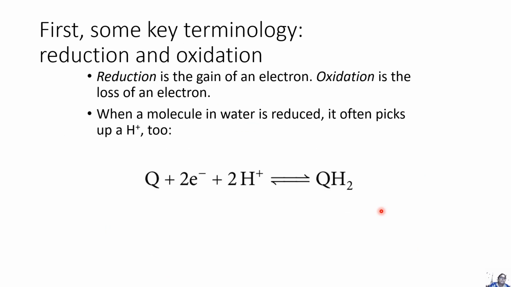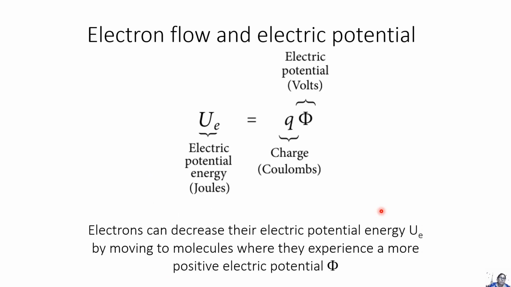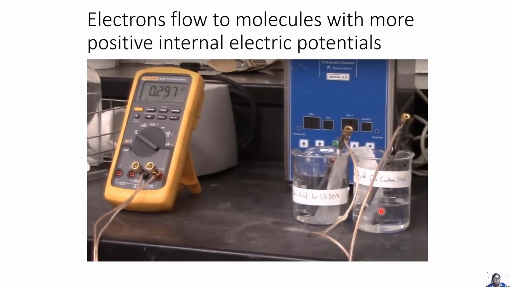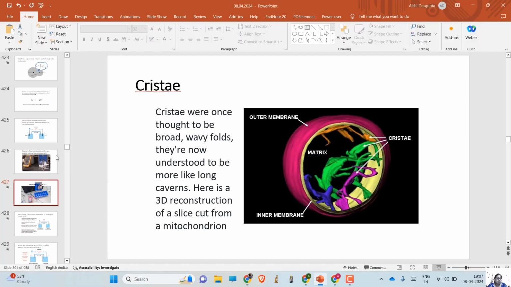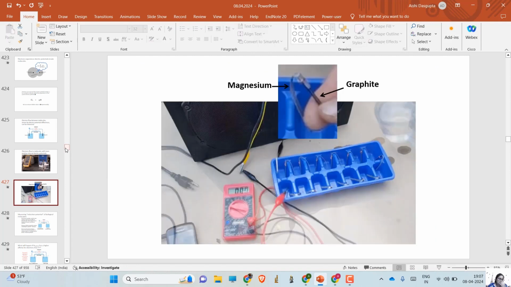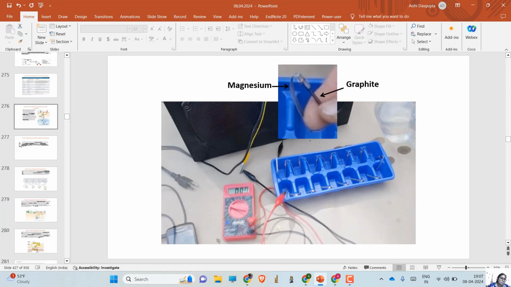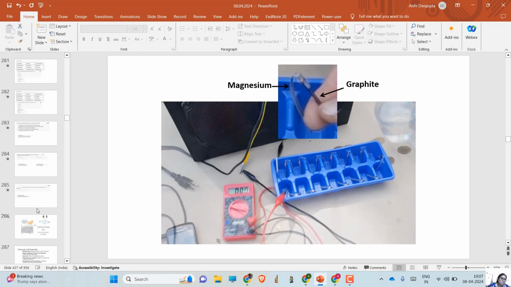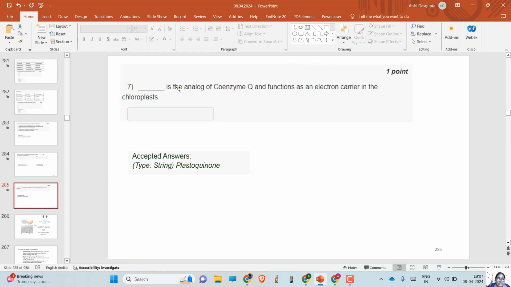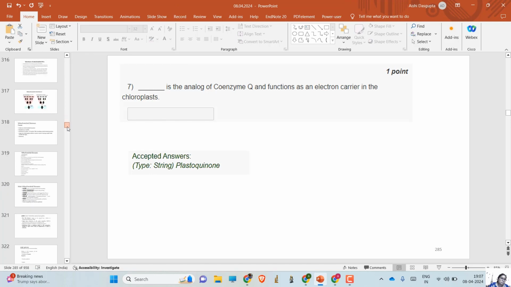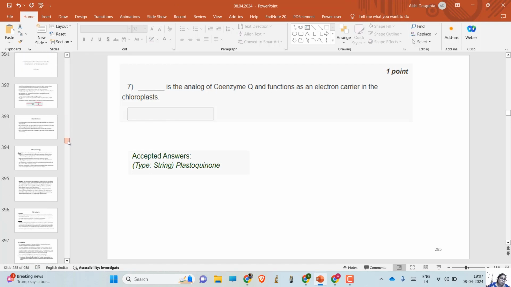So the question that we had started with was about plastoquinone, an analog of coenzyme Q, which is basically nothing but the plastoquinone that we have talked about. Okay, now we'll go back to the question that we started with. That's the analog of coenzyme Q and functions as an electron carrier in the chloroplast. The answer will be plastoquinone, which we have already discussed while discussing the chloroplast, right?